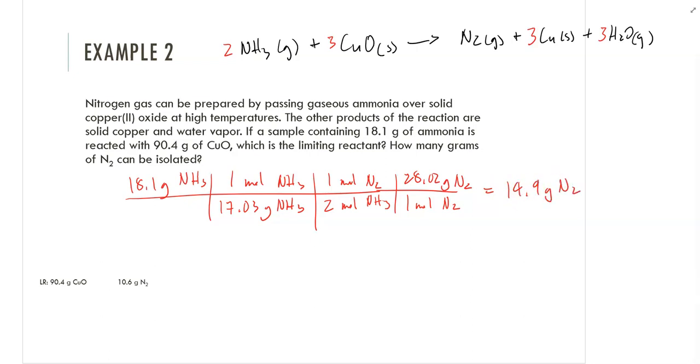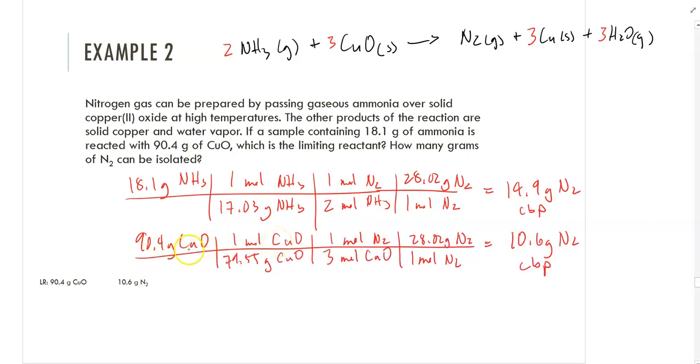Then we have to do the same thing with the second reactant, the 90.4 grams of CuO. For the sake of time, let me just throw in what it would look like. Going from grams of copper oxide, applying the molar mass, the mole ratio, and the molar mass of nitrogen, gives me 10.6 grams of nitrogen that could be produced. For both of these, these are hypothetical amounts. If I react each of the reactants, how much of the same product will be produced? Because this one produces less, our limiting reagent ends up being 90.4 grams of CuO.